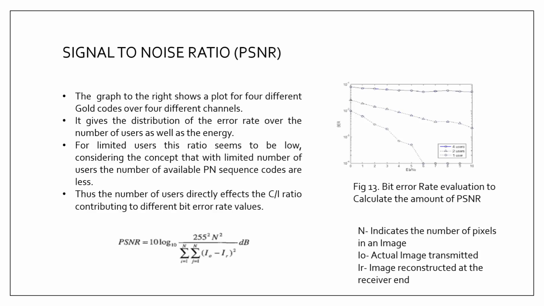PSNR can be calculated by a simple formula as shown, where N indicates the number of pixels in an image, I0 indicates the actual image transmitted, and IR indicates the image reconstructed at the receiver end.